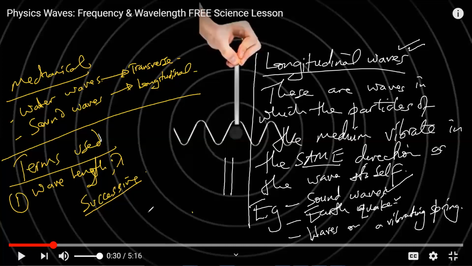Or you can simply state it as the distance between any two points which are in phase. I wanted to comment about this one as well. Distance between any two particles which are in phase. Or simply put, like what Tamari has said, distance moved by a particle in one cycle. As simple as that. So let me explain what phase means.